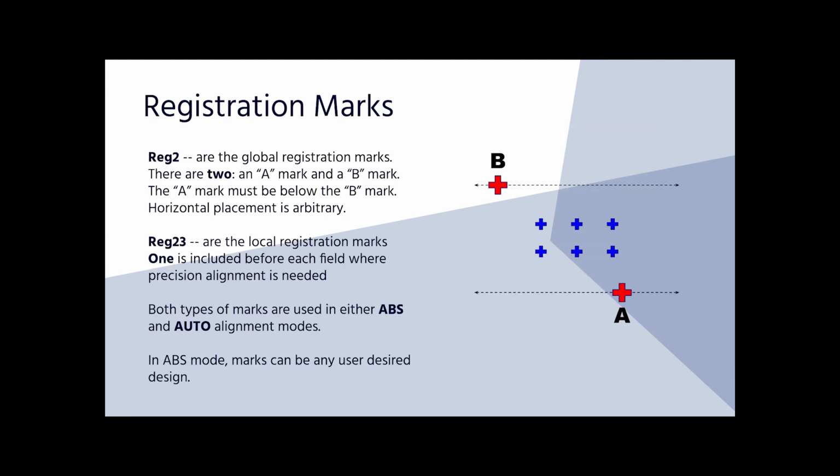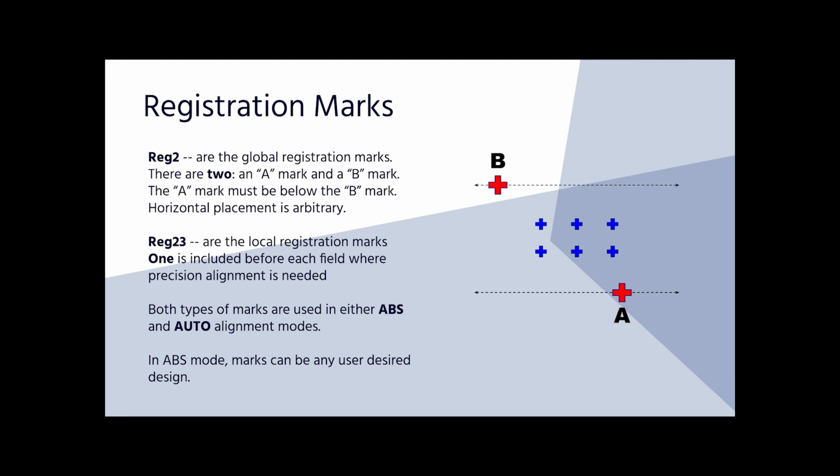If there is already a pattern on your sample, you will want to align to that pattern. To do that, we use registration marks. Reg 2 marks are the global marks, and you need 2 of these marks. You will have an A mark and a B mark. The A mark should be below the B mark. Horizontal placement is arbitrary. If needed, you can include local registration marks as well.